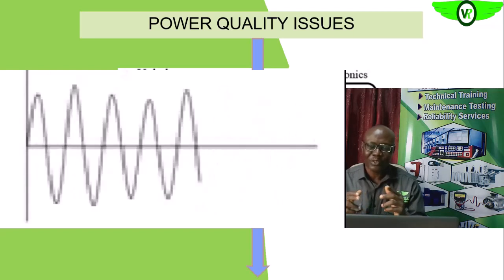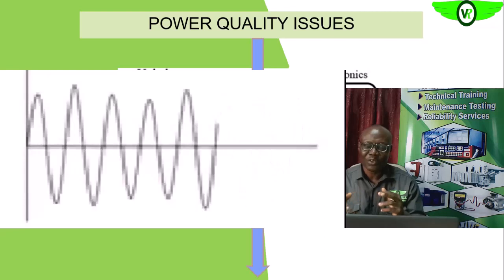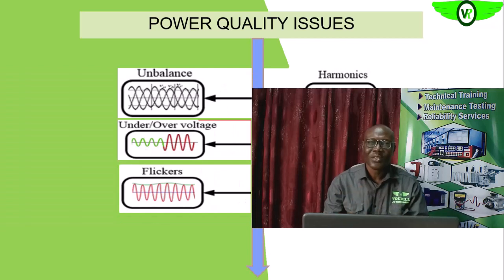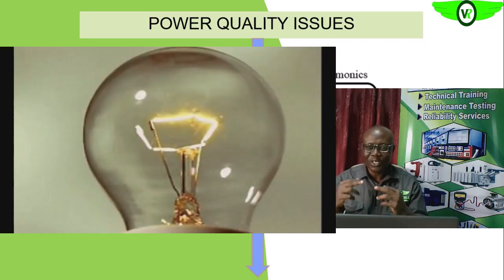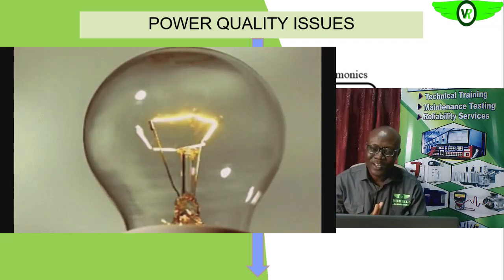Maybe if you have frequent fluctuations on the voltage signal, those incandescent lights, you see them going up and down, as you can see on your screen on that incandescent light right now. Okay, it will be going up and down. That is called flickering. Are we getting it? So flickering too is not good for our system.